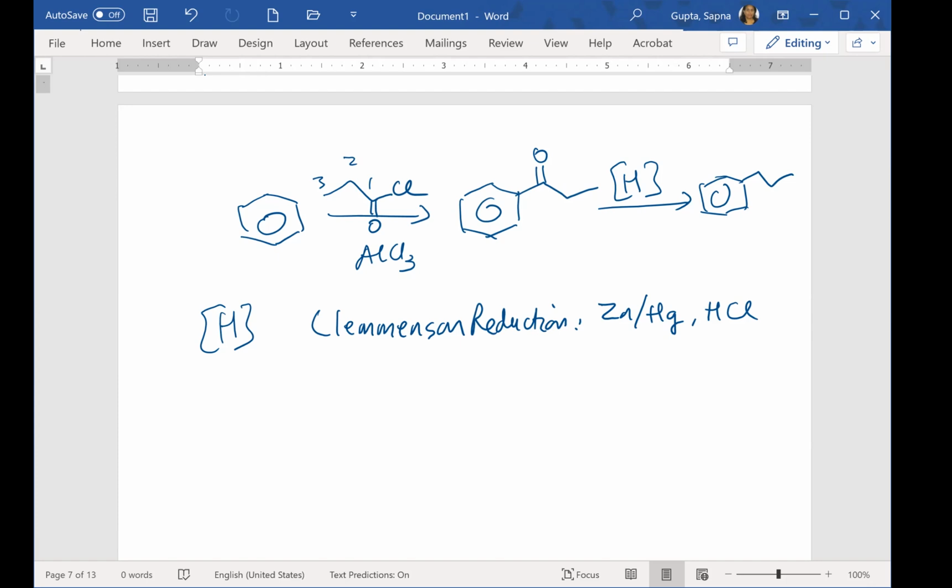You don't have to remember Clemmensen, although I do mention the name all the time, so hopefully you will correlate the Clemmensen with zinc and mercury. The other one is Wolff-Kishner reduction. This one has NH2, NH2, and this is in presence of sodium hydroxide. So now you have a basic condition and you have an acidic condition. This is called hydrazine.